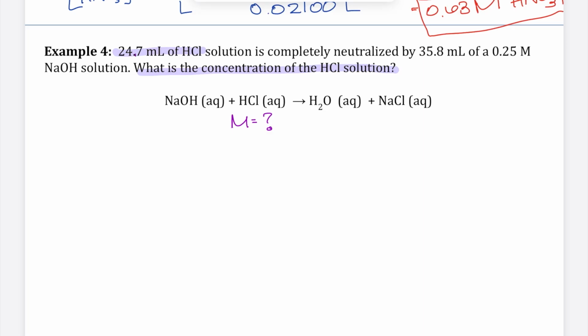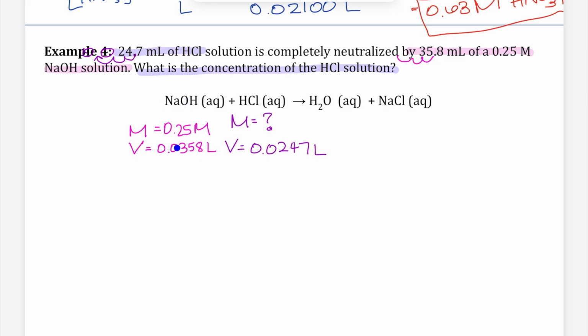We've got 24.7 milliliters. Let's change that to liters, because anytime we're dealing with molarity, we want liters. So the volume of that solution is 0.0247 liters. That is being neutralized by our NaOH solution. We've got a concentration for that solution of 0.25 molar. Volume is 0.0358 liters. And that is the information that I'm given.